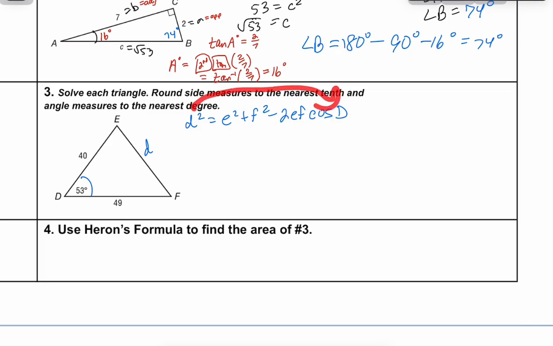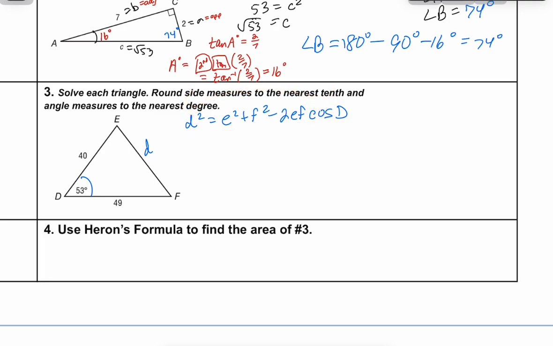So these two are across from each other, and these two should always be the other sides. It's always like that. It doesn't matter what letters you call them, M, J, Q. As long as these two are across from each other and these two are the other sides, that's how the law of cosines works.